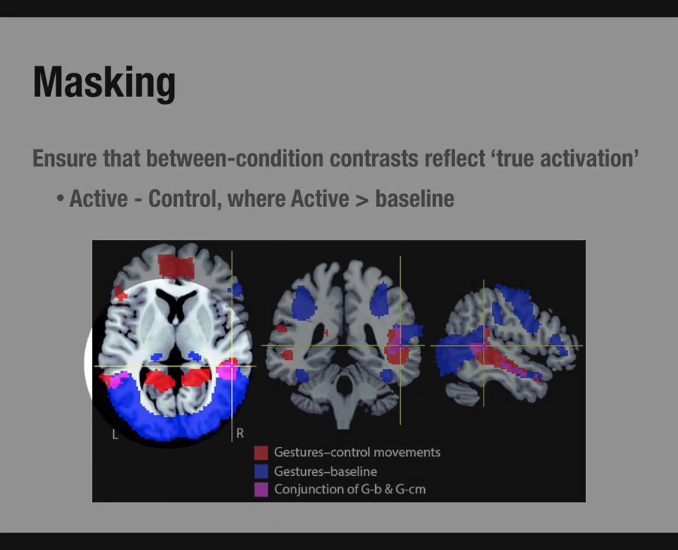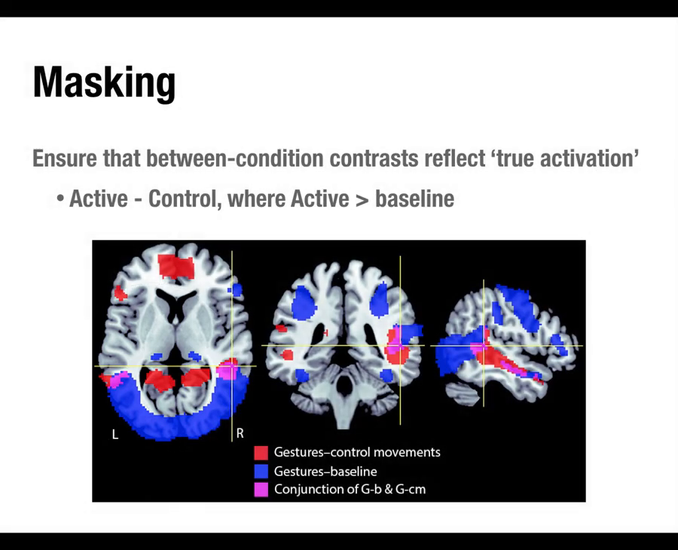This is another study that I ran. I use lots of examples of studies I ran because it's very easy for me to pull up the data and make the figures. So it's not so much an obsession with my own work as just it's convenient. So here we were looking at gestures relative to control movements. So the gestures were meaningful gestures like thumbs up or A-OK or something like that, compared to other hand movements that didn't have any conventionalized kind of meaning.